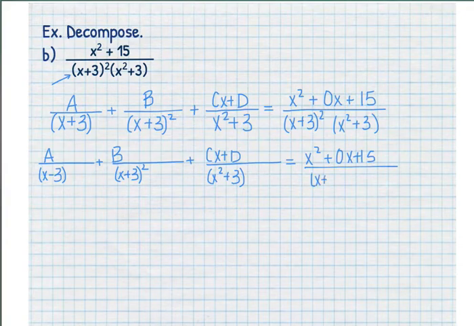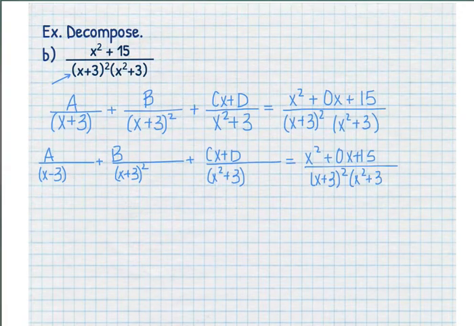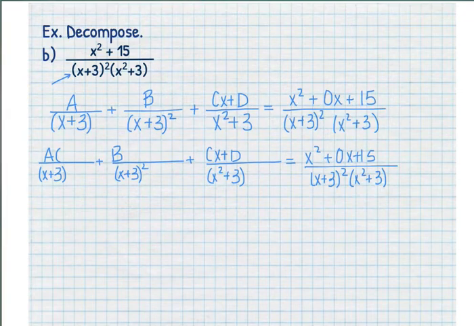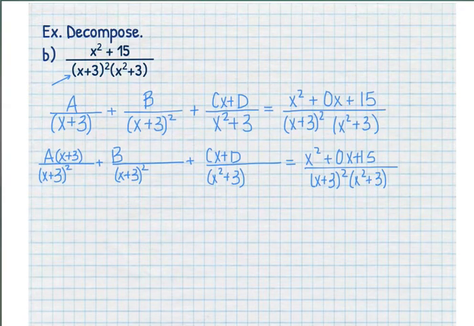Okay, so the next thing we need to do is get common denominators. So my first fraction has an x plus 3, but I need an x plus 3 squared. I'm sorry, x plus 3. That should be a plus. So how do I get a squared on there? Well, squared means it's multiplied by itself, right? So that means I need to multiply by another x plus 3 over x plus 3 to get that to be squared.